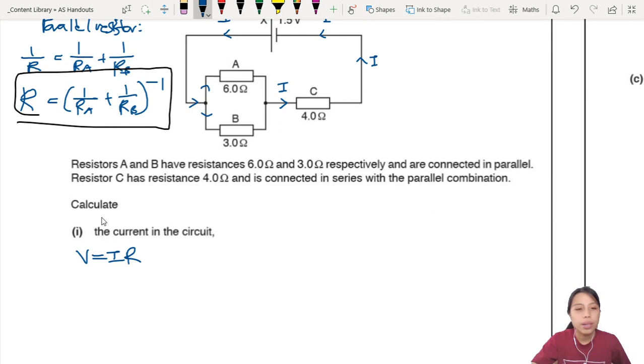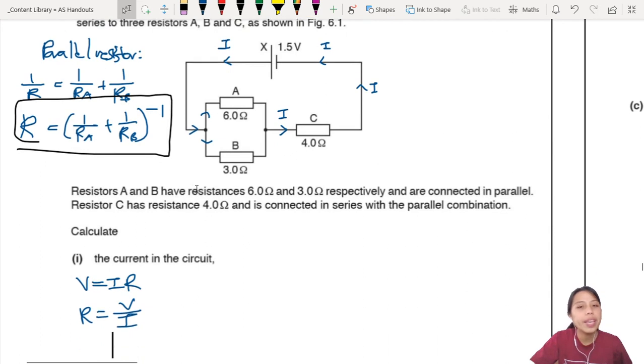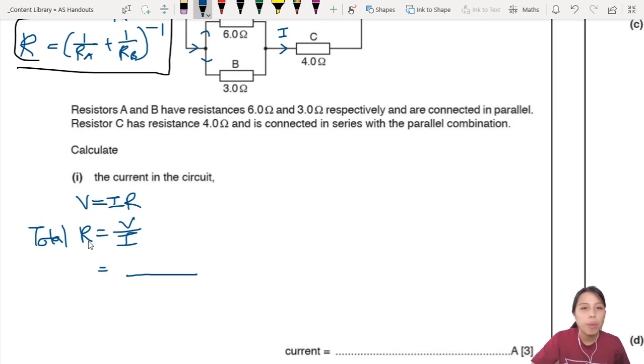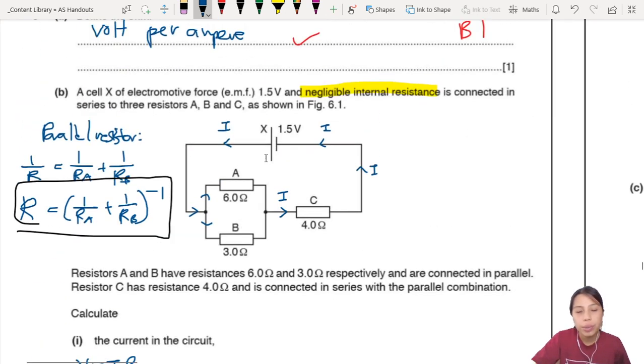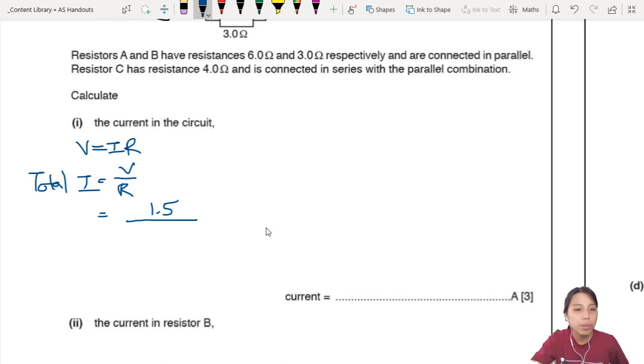So let's do that. V equals IR. If you want to find R, R is V over I. If I want to do all this in one step, can. You treat this R as total resistance of the whole circuit, including the resistor C. So potential drop across this whole thing is the same as the battery, 1.5 volts. Sorry, wrong part, I want to find current. So V over R, R is total resistance.